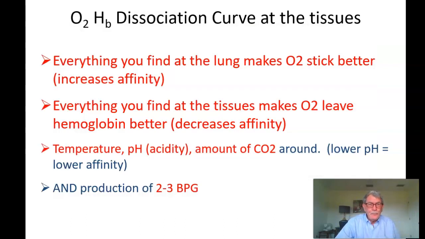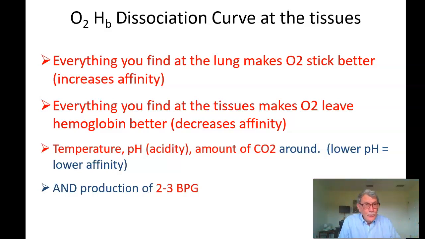Now you can alter this curve, especially during exercise, through a couple of ways. I said everything you find in the lung makes it want to stick better. Everything you find in the tissues makes it want to let go. So these are the things that change from the lungs to the tissue. The first thing is you have more oxygen in the lungs than you do in the tissue, and when there's more oxygen, it sticks better. So that's good. That's a good overall one.